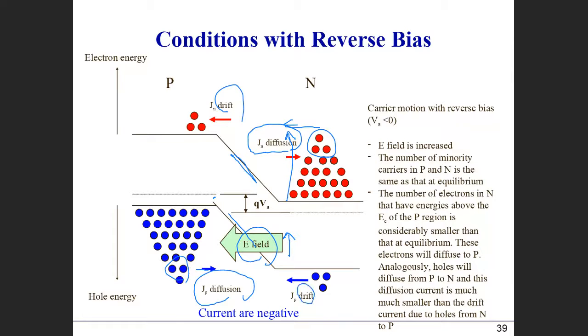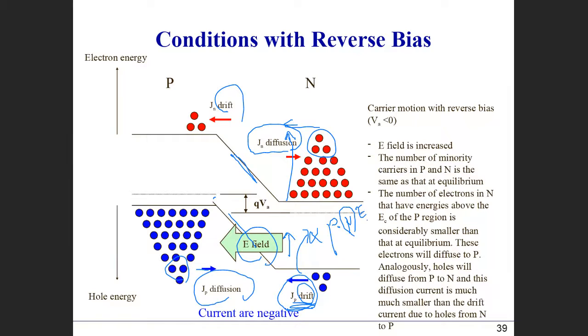But one thing we have to consider is that the drift current is related to the number of electrons or holes. So for example, if we look at the hole drift current, this is related to the number of holes, the mobility, and the electric field strength. Now, mobility is almost the same, fixed in the material.